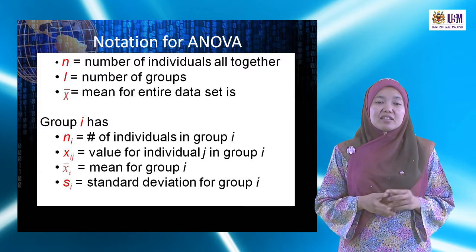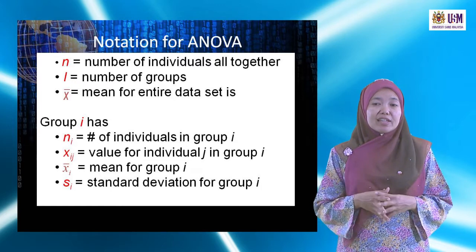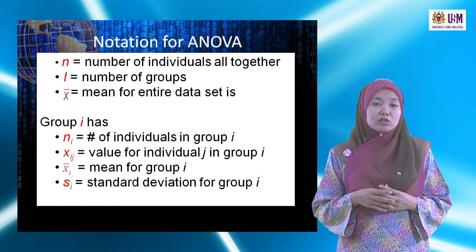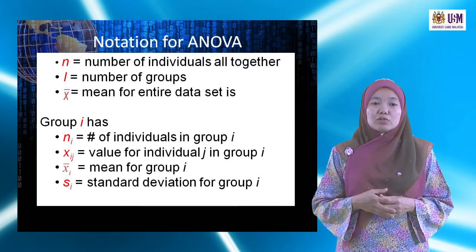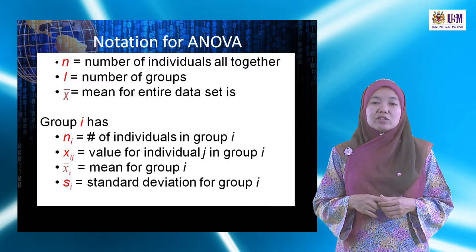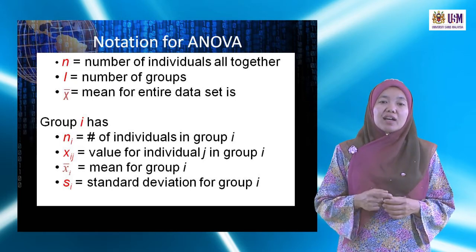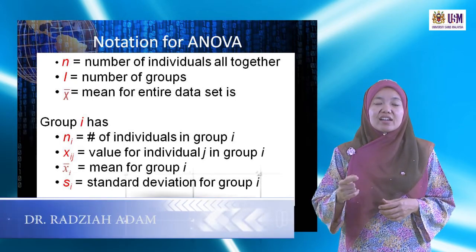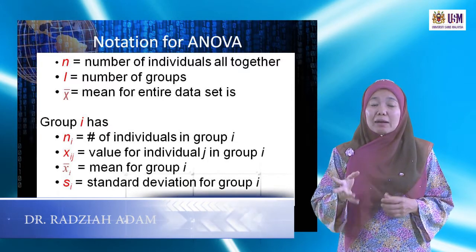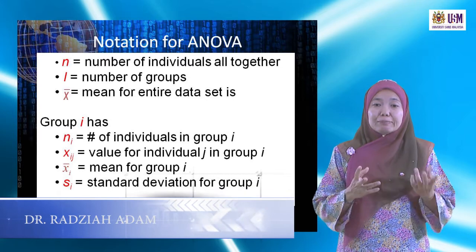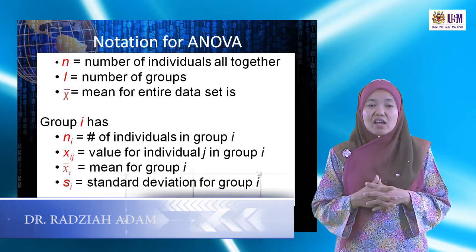I'm going to introduce to you some notation in the case of ANOVA now. N is simply the number of individuals altogether, referring to the total sample size. L is the number of groups, though earlier I used the symbol K. X bar is the mean for the entire data set, so X bar is actually referring to X double bar, the grand mean, because it refers to the entire set.